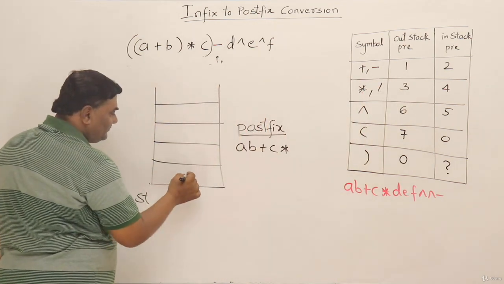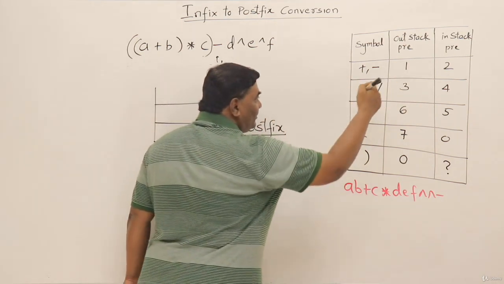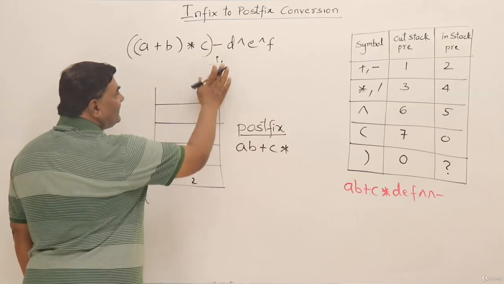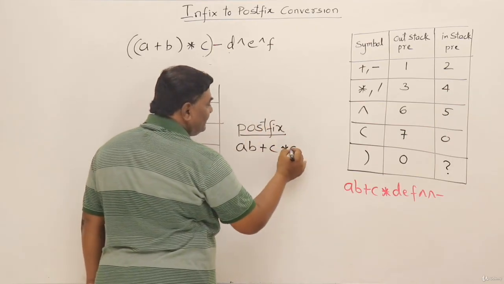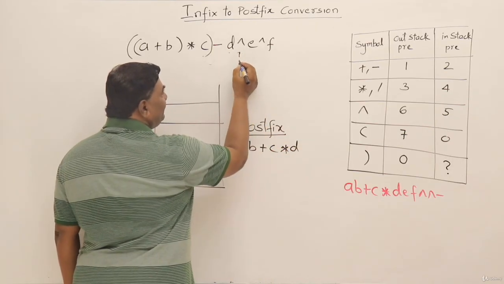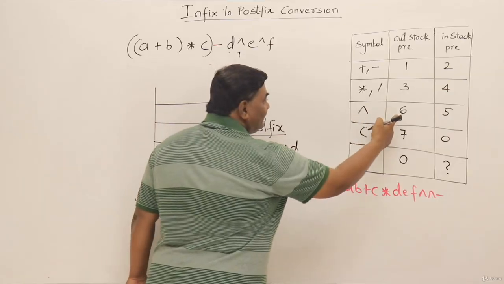Anything in the stack? No. Push it. Now precedence is how much? 2. Next symbol D. D. Next symbol power. What is its precedence? 6.